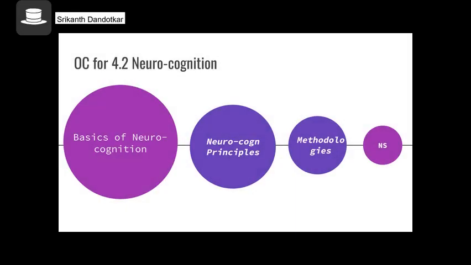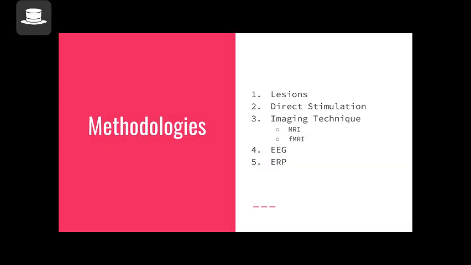So this brings us to the next outcome for this unit, which is the methodologies specific to neurocognition. At a very general, basic level, we can talk about lesions, direct stimulation, and two of the imaging techniques, EEG and ERP.